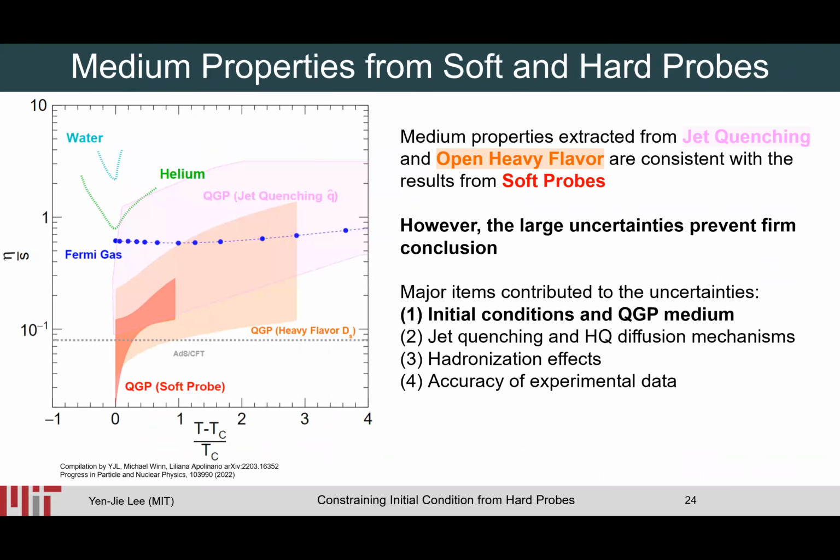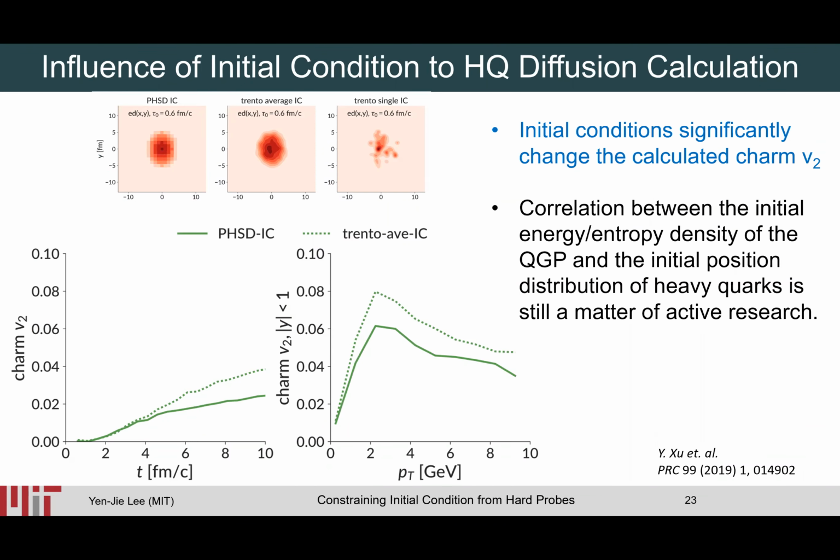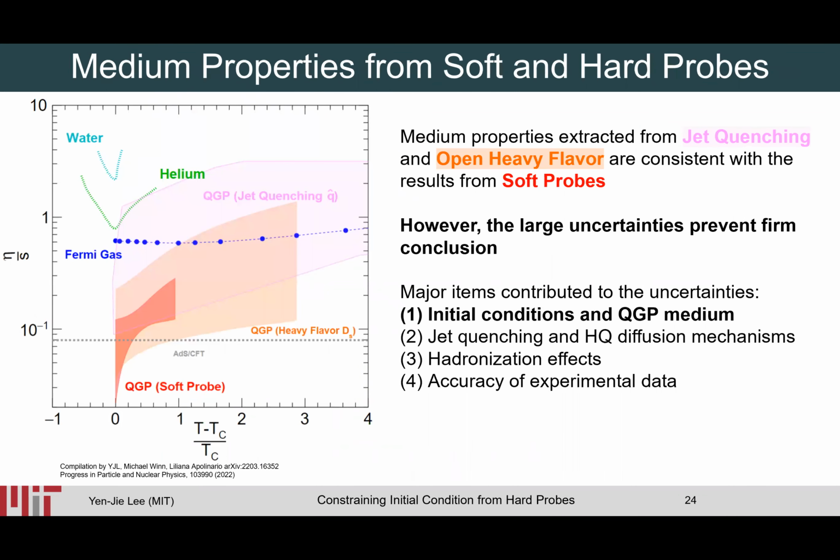But if you compare event by event PHSD and event by event TRENTo, it's not clear what the problem is. Of course, yes, but PHSD has a much smoother initial condition, right? So even event by event. I think so, yes. Okay, so that illustrates the problem.